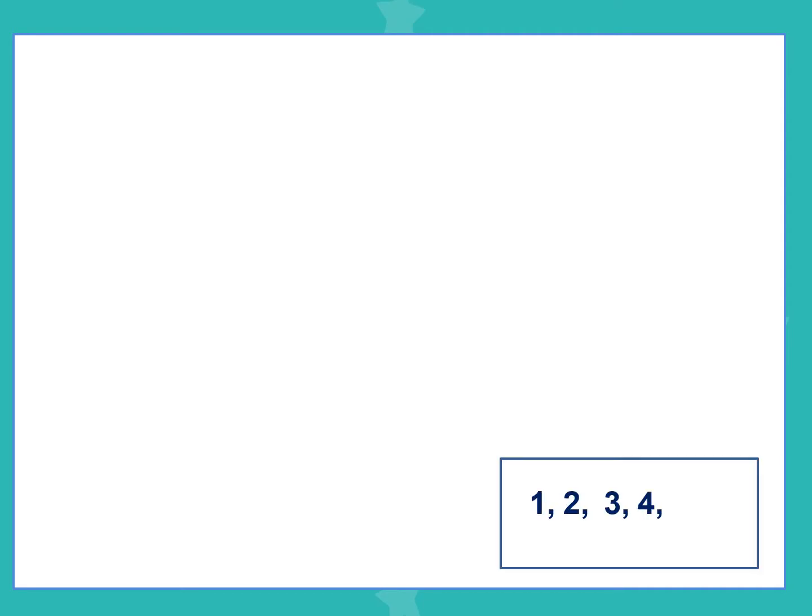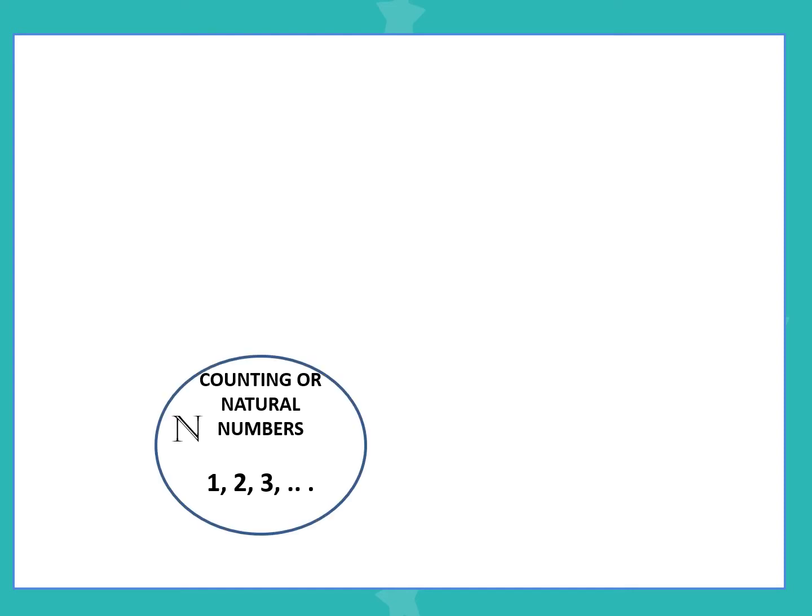Ano ang mga unang numbers na natutunan natin? Tama, ito ay 1, 2, 3, 4, 5, and so on. Di nga ba't magulang natin ang nagturo sa atin ng pagbibilang? The set of 1, 2, 3, and so on form the set of counting numbers or natural numbers. The symbol of the natural number is a big N.